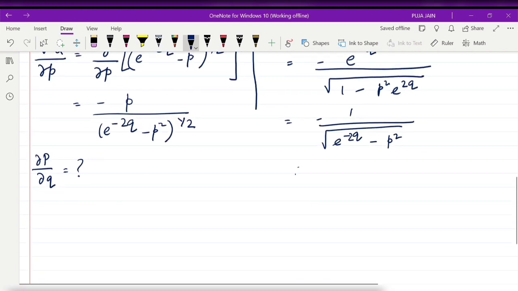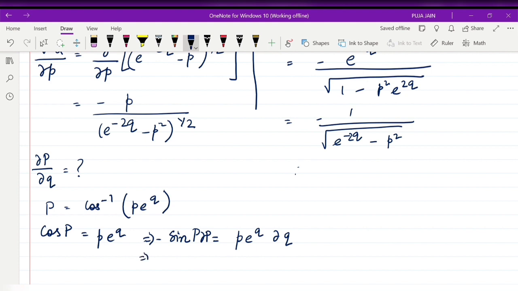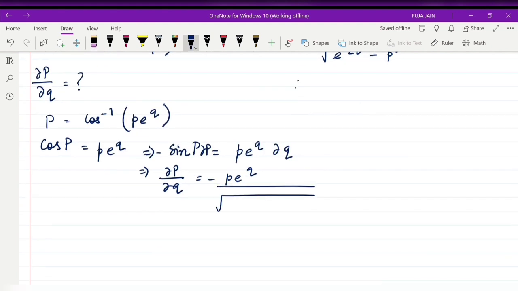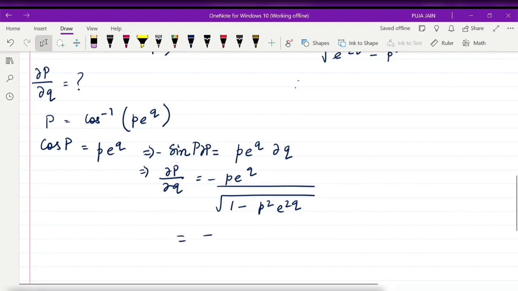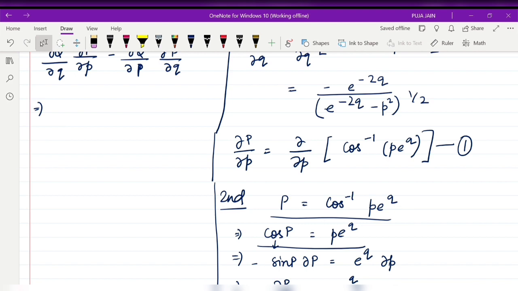we know P equals cos inverse P e to the power Q. So cos of P equals P e to the power Q. So we will get minus sine of P equals P e to the power Q del of Q del of P. So we will get del P del Q equals P e to the power Q by root of 1 minus P square e to the power 2Q. Okay, again we can divide with e to the power Q. We will get e to the power minus 2Q minus P square.